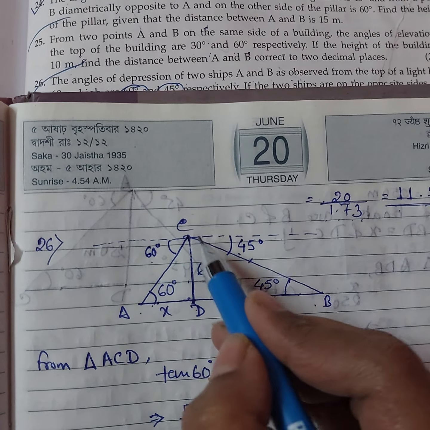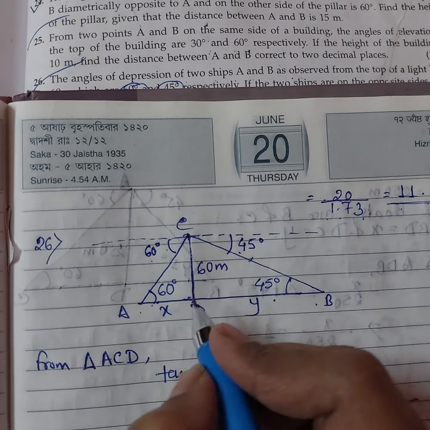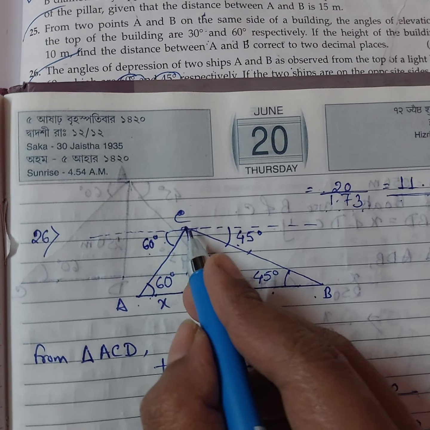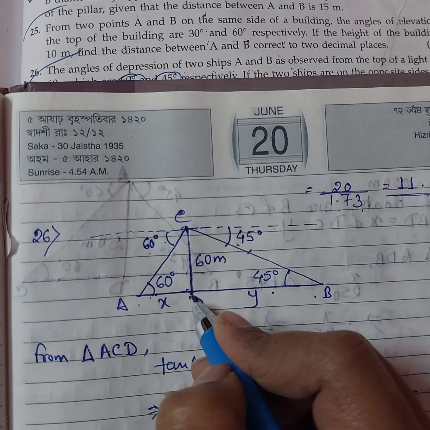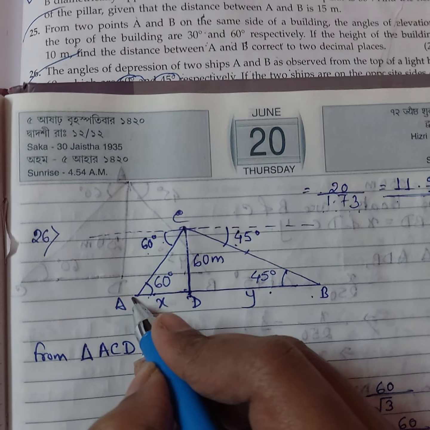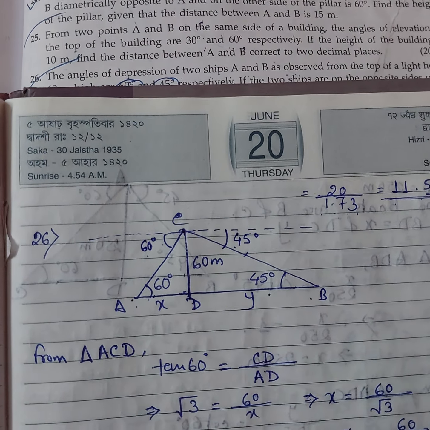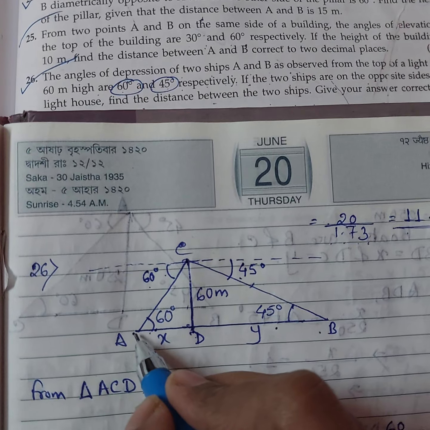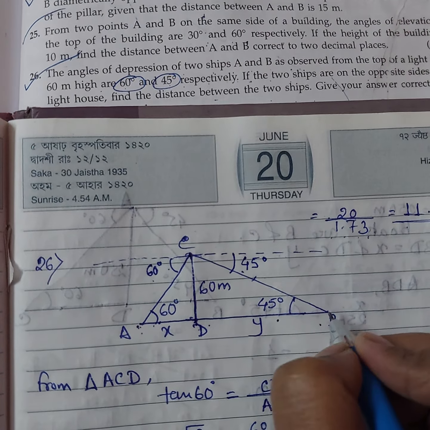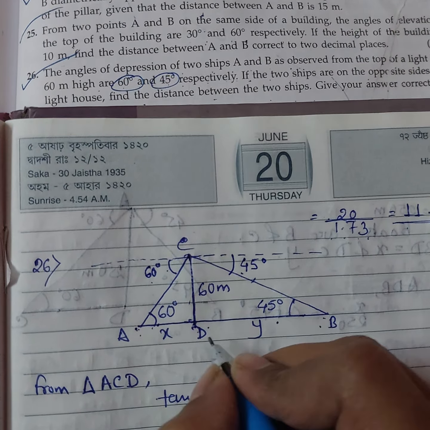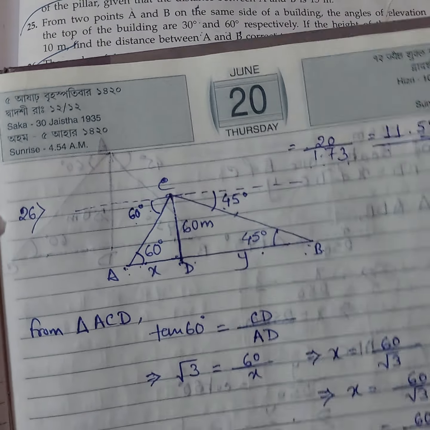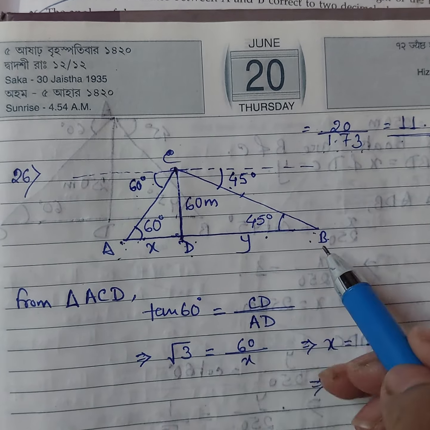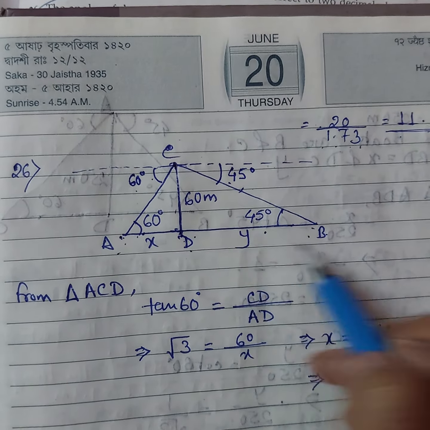So now join. This is 60 means this is 60. So suppose distance between the foot of the lighthouse and the point A, or position of the ship, AD, that is X, and the second ship is B, that is DB, that is Y. So from triangle ACD and from triangle CDB.